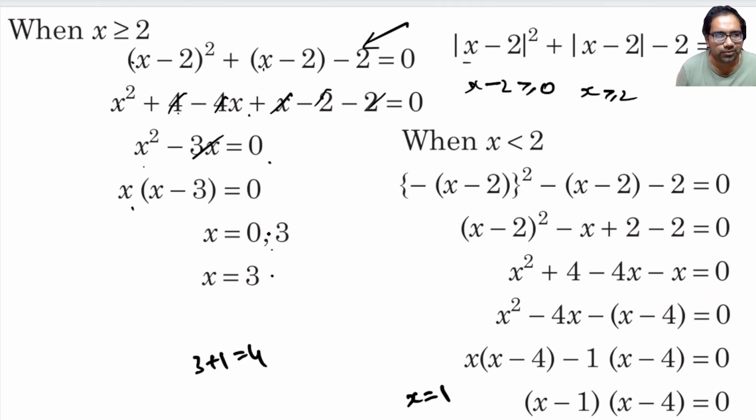But we can't take both. Why? Because x has to be greater than or equal to 2. That means 0 we have to remove. Only 3 is the option.